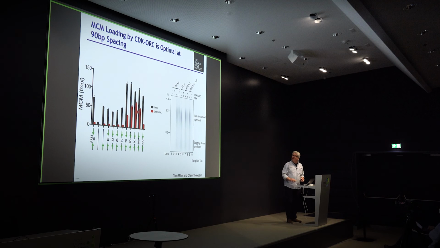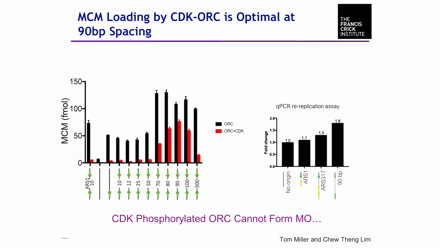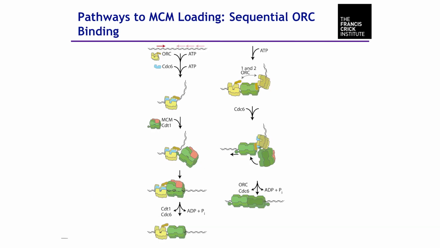And remember that phosphorylation blocks the formation of that MO complex, that MO intermediate. So what this is, I think, telling us, I should say that this 90 base pair sequence re-replicates really efficiently in vitro and in vivo. I'll skip that. But I think the important thing is that CDK phosphorylated ORC can't form this MO complex. And so the implication is that at this spacing of ORC binding sites, you don't need the MO formation.